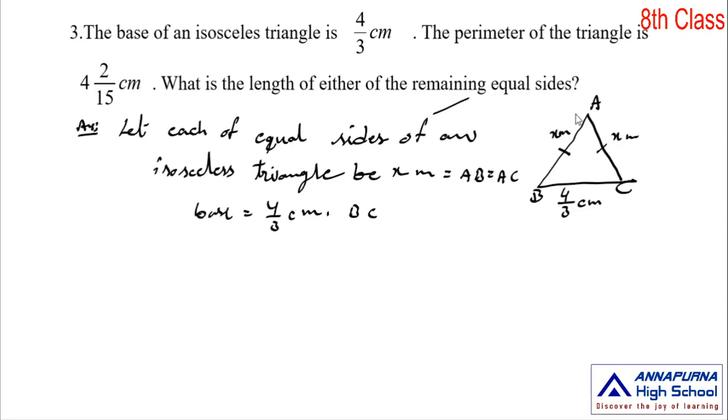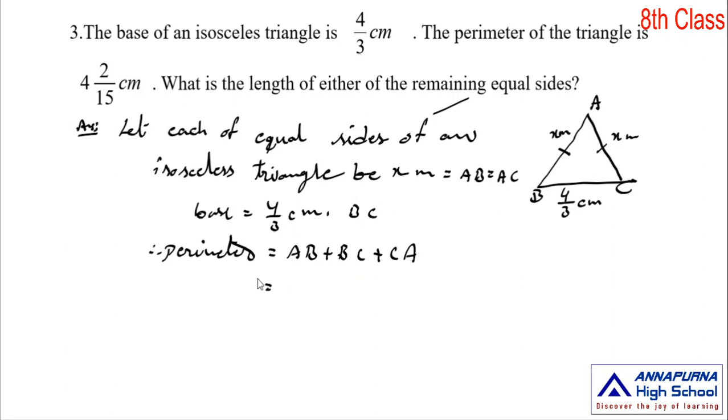Generally, how do we find the perimeter of a triangle? By adding the lengths of all sides. Here what are the sides? AB, BC, AC. Therefore perimeter is equal to AB plus BC plus CA.